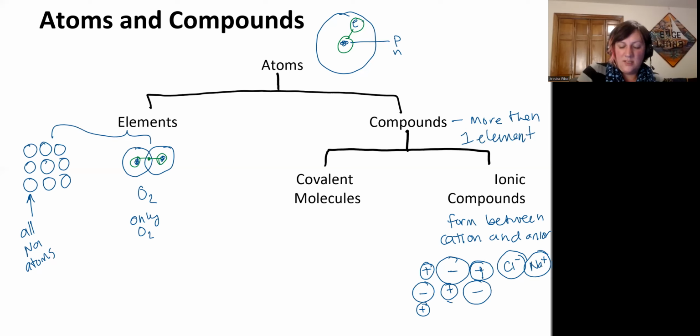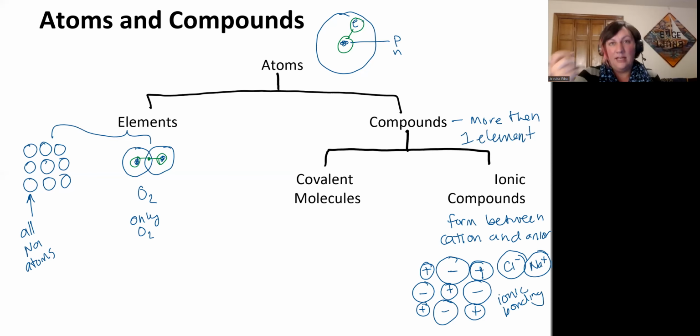They're going to arrange themselves so that each ion is surrounded by ions of the opposite charge. So a positive cation is surrounded by anions that are negative. And each anion is surrounded by positive cations. So this is one type of compound, an ionic compound. And these really are just attracted to each other like magnets because they're opposites. And that type of attraction we call ionic bonding. And this typically happens between a metal and a non-metal.